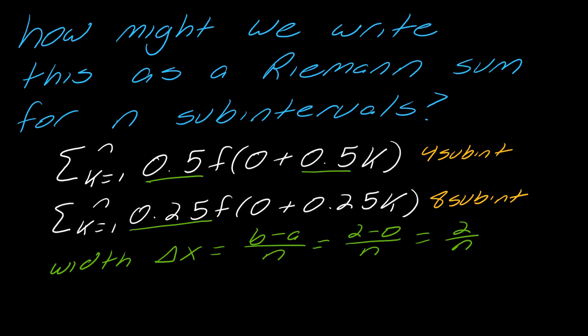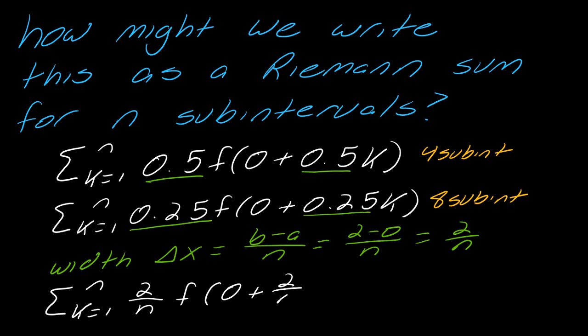So this part here is also interchangeable. If I want to do this now for n subintervals, then the most general formula I can come up with would be just replacing these widths with this more general way to calculate it. So this would be 2 over n times f of 0 plus 2 over n times k. So that would be it. And then just tell me how many subintervals you want, and then we can figure it out from here. All right.